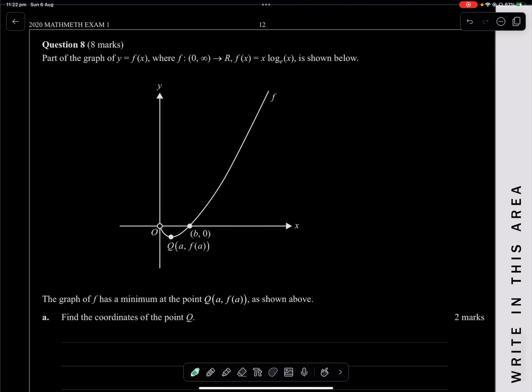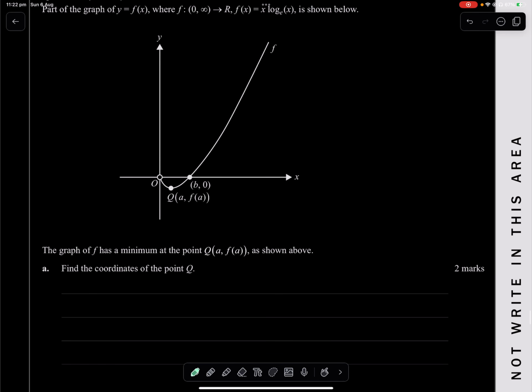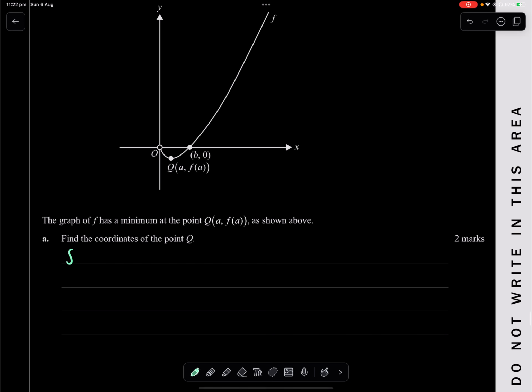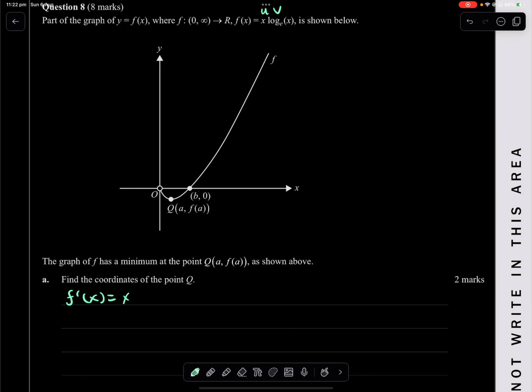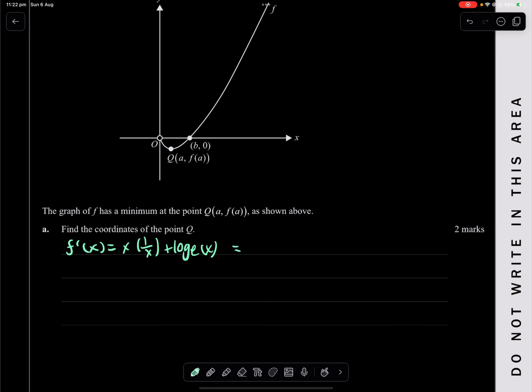Okay. Part of the graph of y equals f of x is shown below, where x is from 0 to infinity. The graph has a minimum value at point Q. Find the coordinates of Q. So let's find f dash of x first. If that's u, that's v, we're saying x times 1 over x plus log e of x times 1, which is 1 plus log e of x.